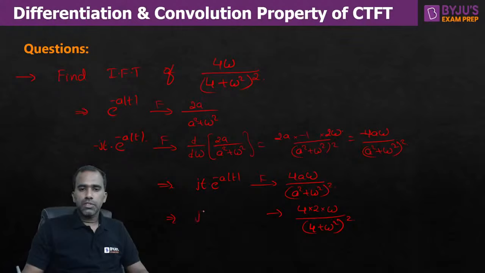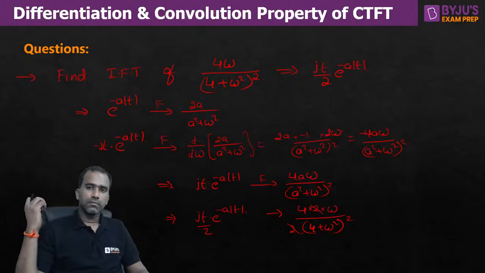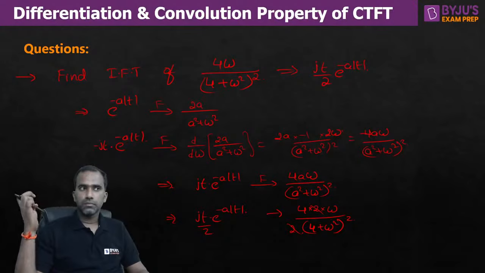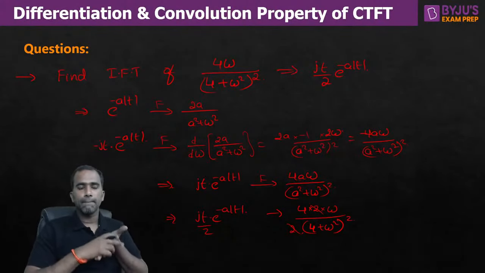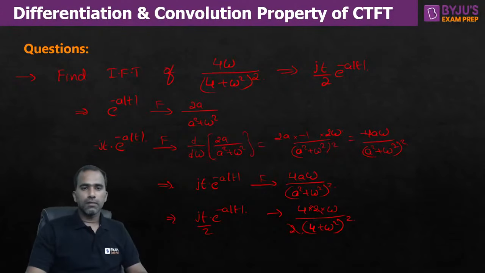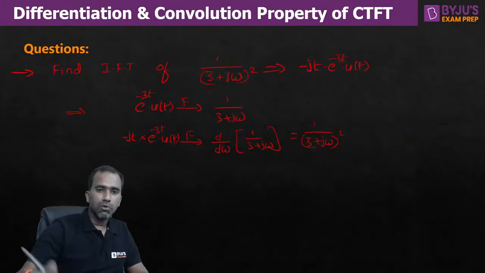Now it becomes jt into e power minus a mod t. This 2 is missing here, so you can multiply and divide on both sides. Divide by 2 on both sides and the 2 gets cancelled. So for 4 omega by 4 plus omega square whole square, the inverse Fourier transform is j into t by 2 into e power minus 2 mod t. Is that okay? Wonderful. I'll ask you one more question as well.